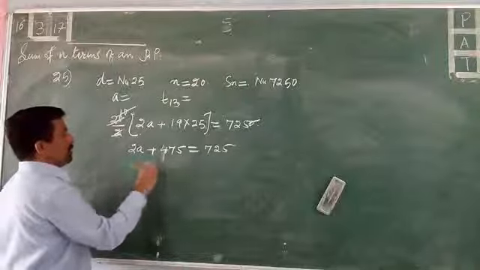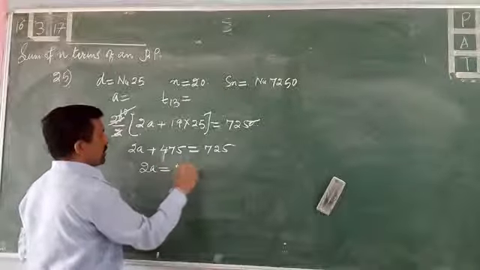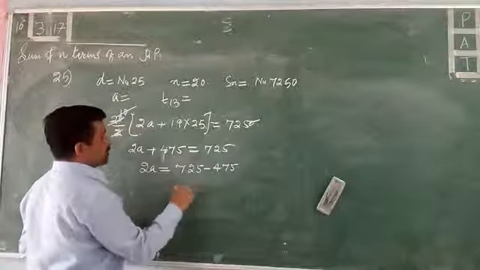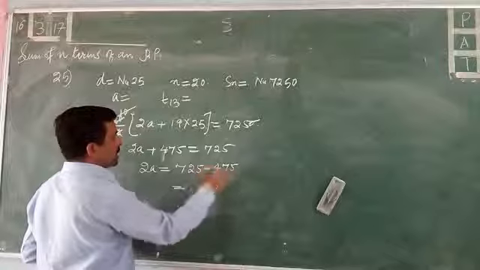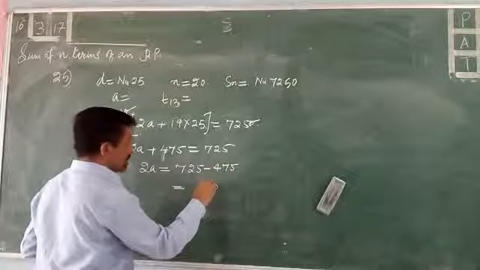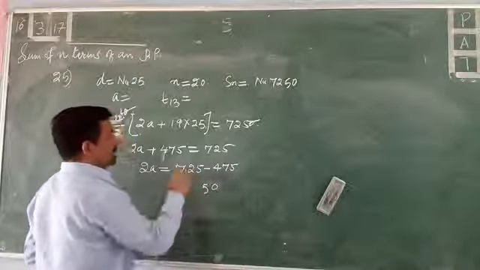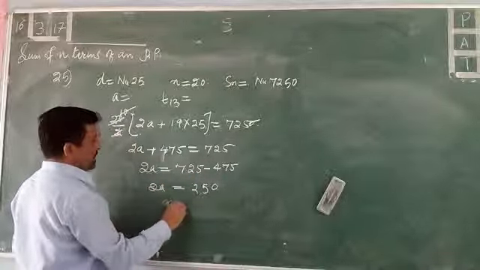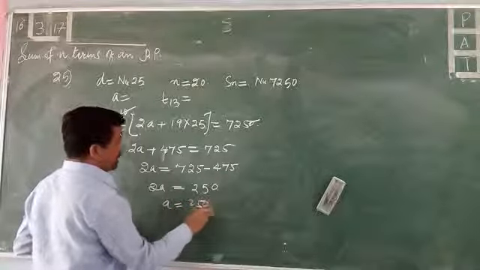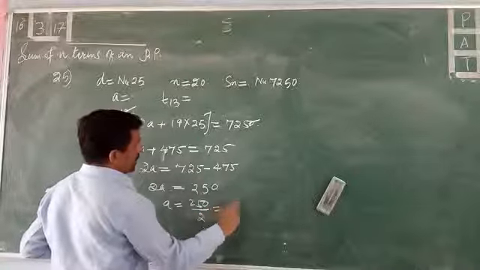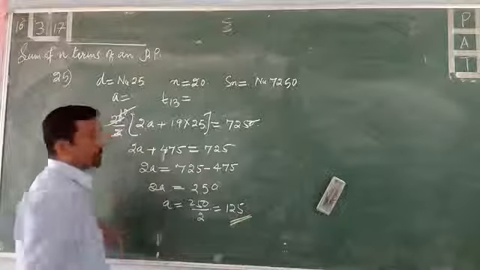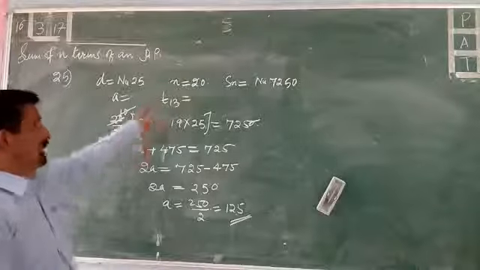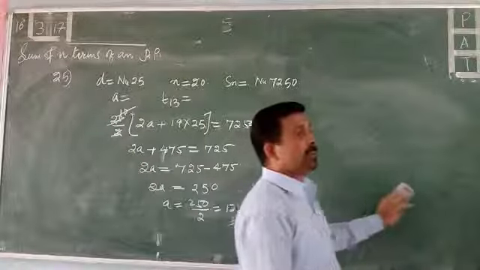And therefore 2a is equal to 725 minus 475. So this gives you 5 minus 5, 0, 12 minus 7, 5, and then 7 minus 4, 2. Therefore, 2a is equal to 250. So a is equal to 250 divided by 2, which is 125. So this was the value of his certificate in the very first year. Is it okay? Yes.